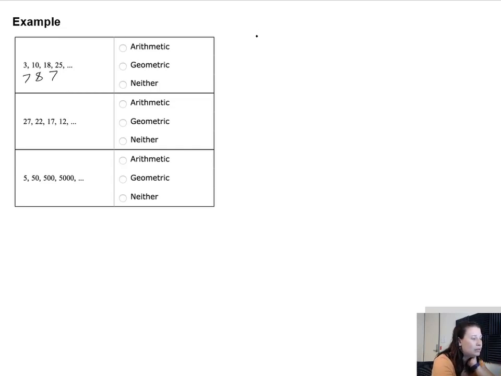Let's then think about the ratio. So 10 over 3, let's just leave that alone. Then 18 over 10, what does that simplify to? We can cancel out a 2, so that would be 9 over 5. That's not the same thing. So this would be a neither, right? Because it didn't have a common difference or a common ratio.